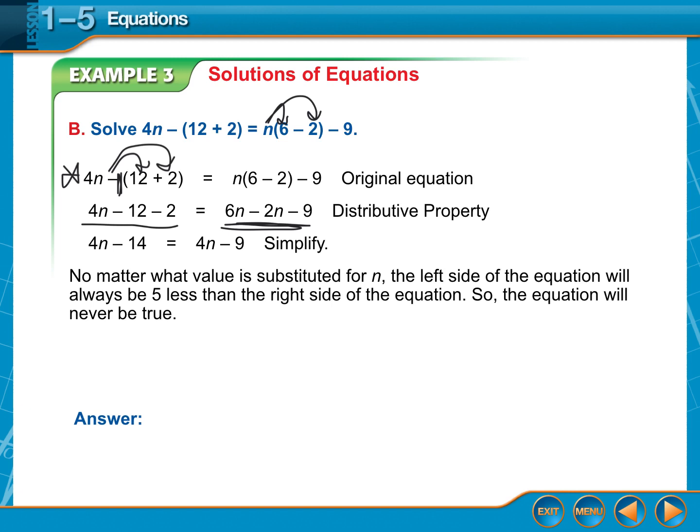Simplify. How'd they do that? What does simplify mean? Combining like terms, okay? They combined like terms on this side, the 12 and the 2, and then on this side they combined the 6n and 2n.